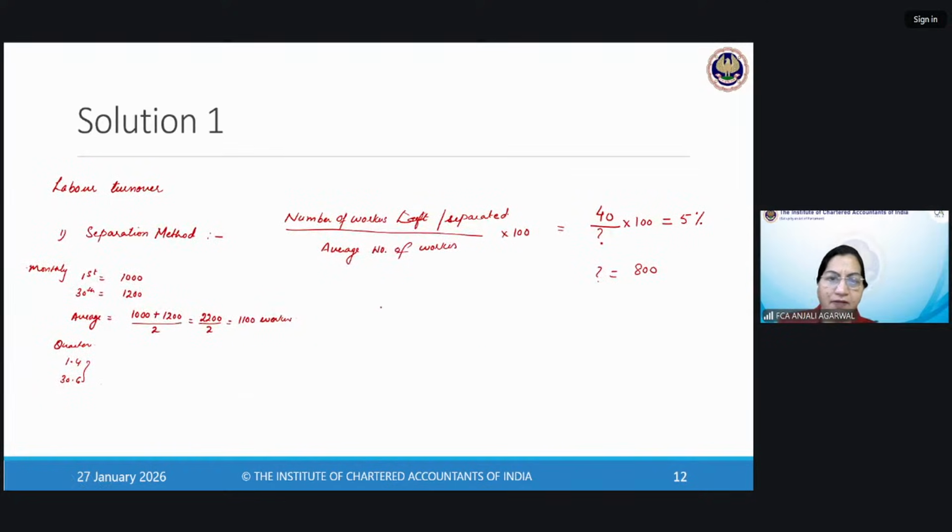So I'll repeat here. Labor turnover means the labor movement, leaving and joining the organization. It is not something good for the organization because then you have to train, recruit, and they also manufacture less, are less productive, and they manufacture defective items initially. Turnover can be calculated from separation method, replacement method, and flux method.